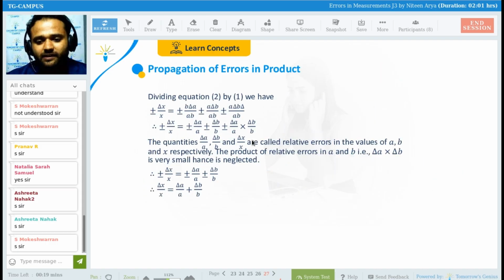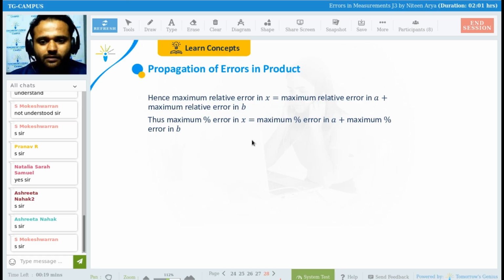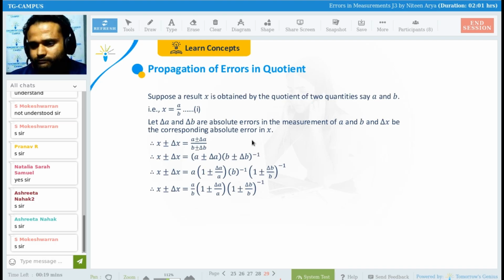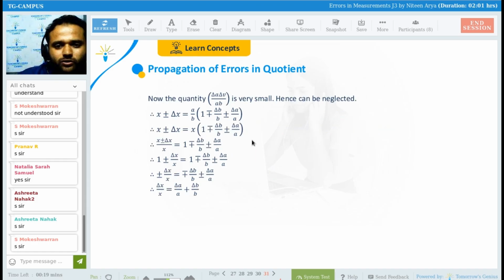The major thing, the drastic change you're going to see in division, or in quotient, or you can say, should I teach you that much?